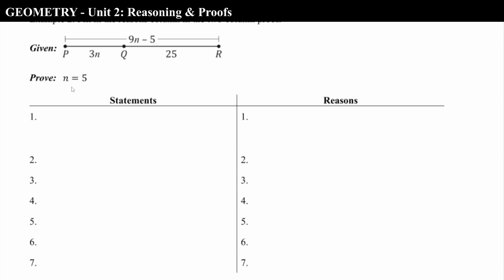So to do this, we're going to write down our given. Well, our given is PQ equals 3n, because that's given in the segment. We're given that QR equals 25, and then we're given that PR equals 9n minus 5. And this is all of our given. Remember, we always start with our given.